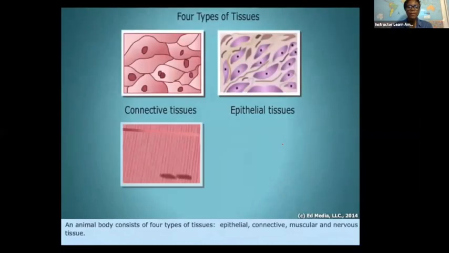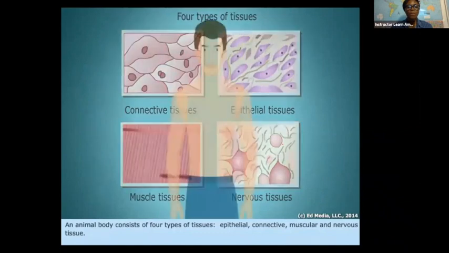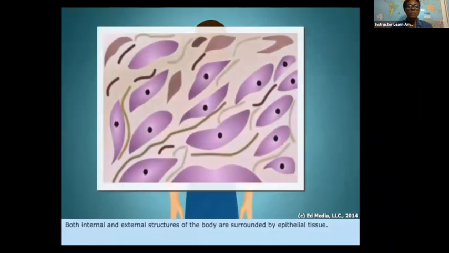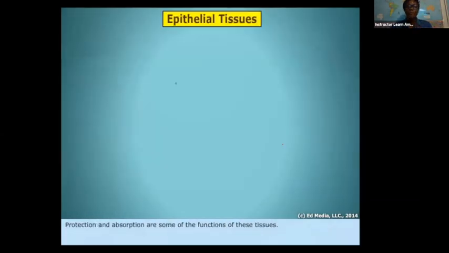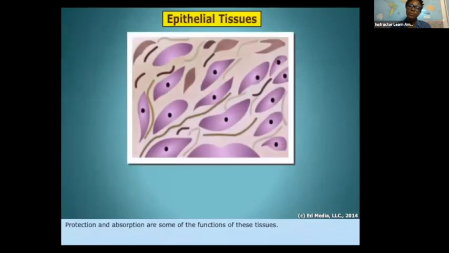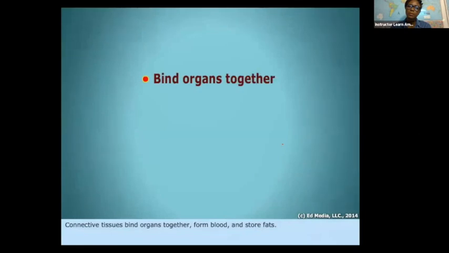An animal body consists of 4 types of tissues: epithelial, connective, muscular, and nervous tissue. Both internal and external structures of the body are surrounded by epithelial tissue. Protection and absorption are some of the functions of these tissues. Connective tissues bind organs together, form blood, and store fats.